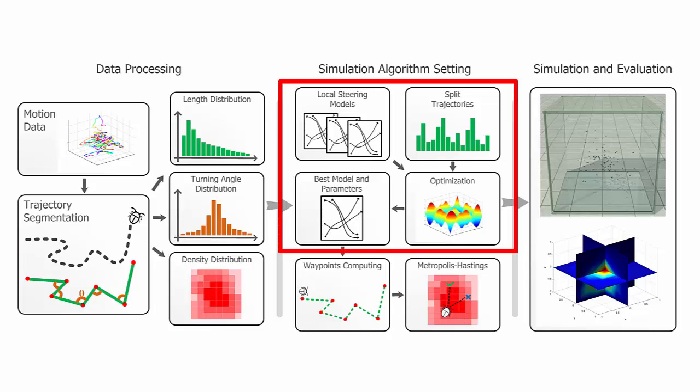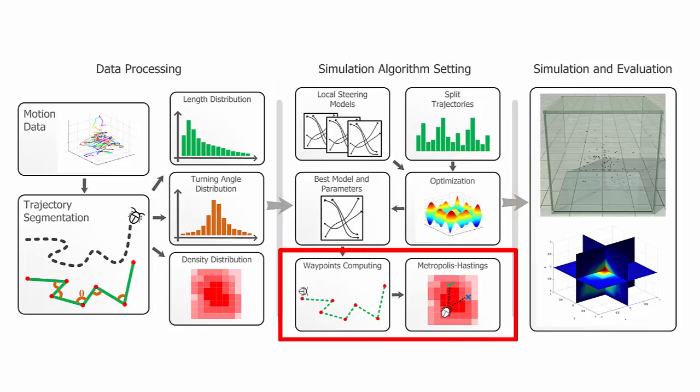Then, to simulate the insects among several possible collision avoidance algorithms, we choose the one that can best replicate the behaviors of the insects on the previously segmented trajectories. Once a collision avoidance algorithm is chosen, we sample intermediate waypoints from the length and turning distributions, thus replicating the noisy nature of insects' movement at the mesoscopic level.